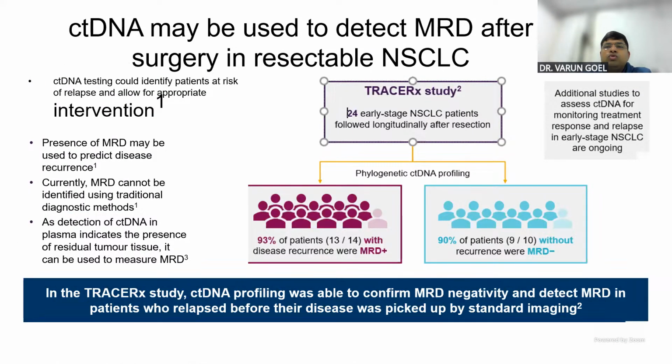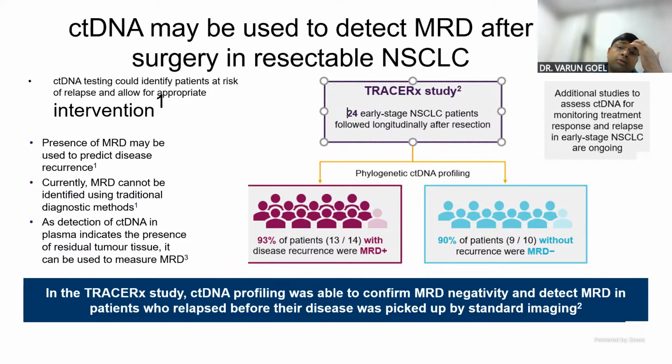So it may be used to detect MRD also. I have told you that we can use this for monitoring purpose also. If in advanced setting, initially the PET scan shows a complete metabolic response, we all know that microscopically disease may still be there. So to detect molecular MRD, minimal residual disease after surgery in resectable NSCLC, we can do ctDNA testing. It could identify patients at risk of relapse and allow for appropriate intervention.